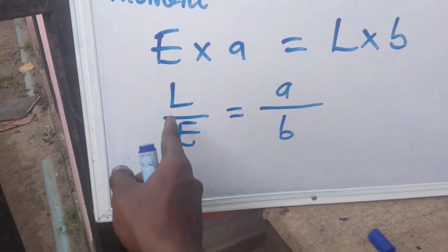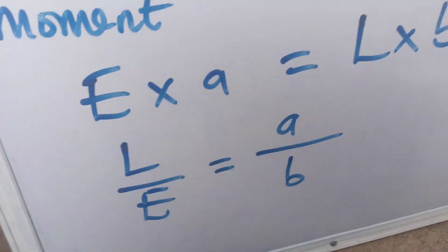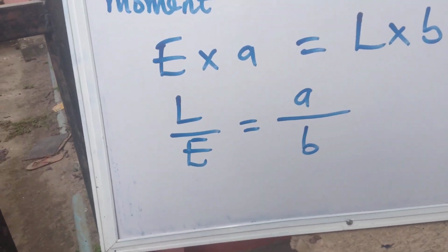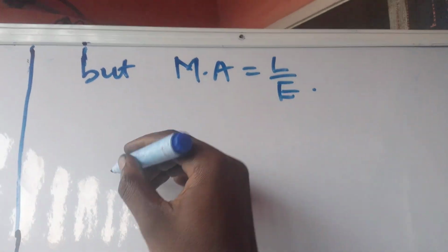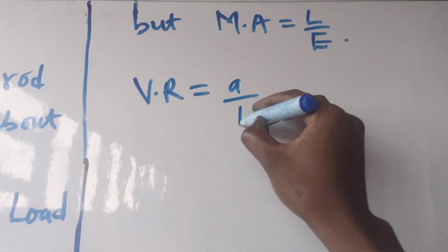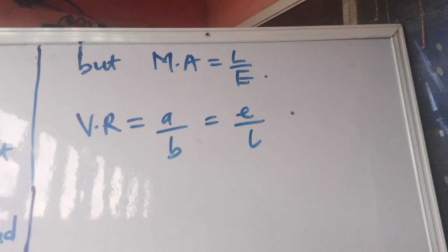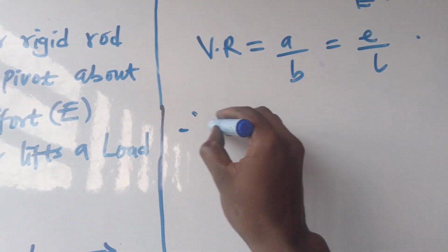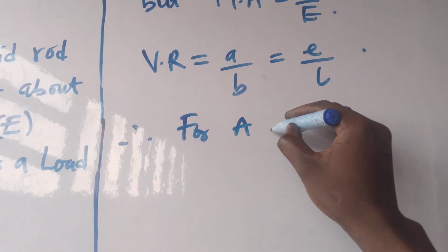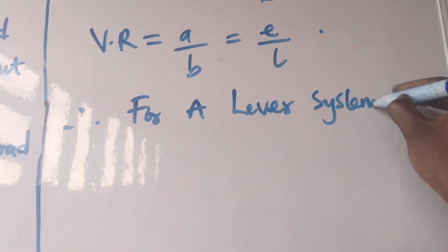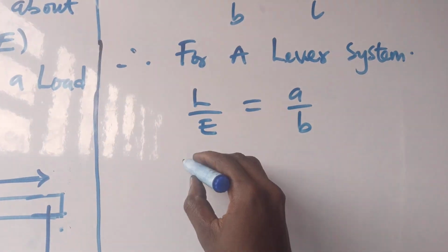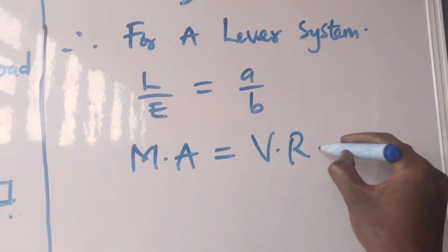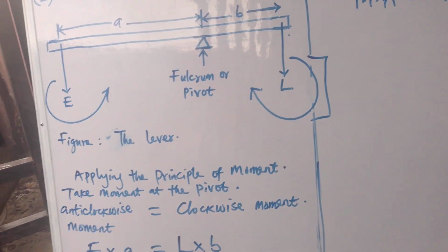Now we know that mechanical advantage is load over effort, and velocity ratio is distance moved by effort over distance moved by load, that is A over B. So it implies that for a lever system of the form L over E equals A over B, the mechanical advantage is equivalent to the velocity ratio, as from that diagram, everything we have solved there.